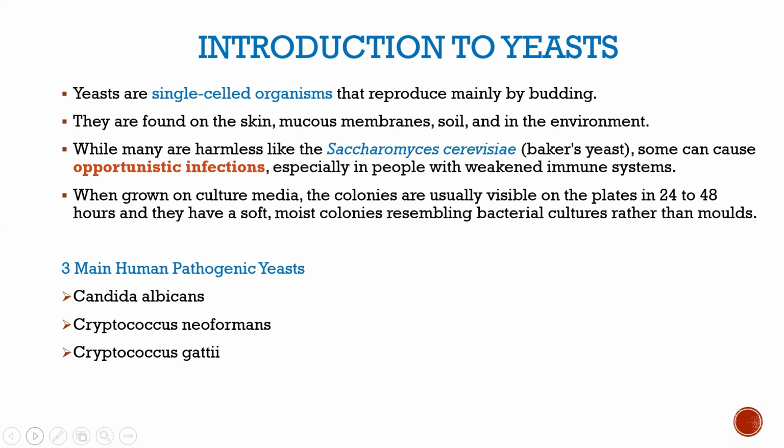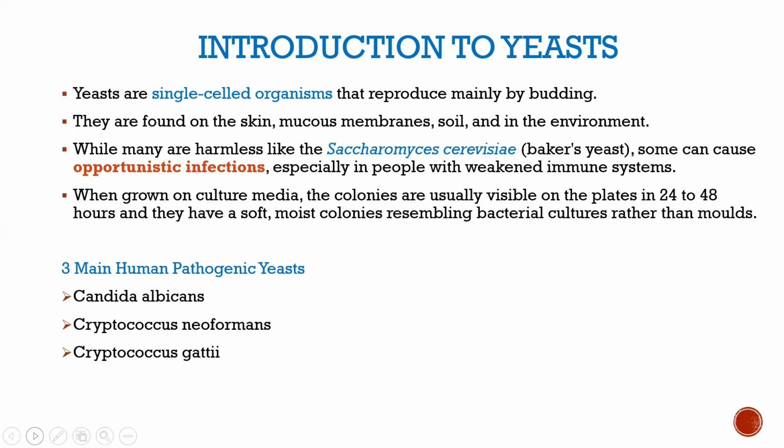They are found majorly on the skin, on the mucous membrane, in the soil, and in the environment generally. They can be a normal flora, especially in the human body, or they can be pathogenic. While many are harmless normal flora, like Saccharomyces cerevisiae, which is called baker's yeast and is majorly used as a rising agent for baking bread and other food, some can cause opportunistic infections, especially in people with a weakened immune system.